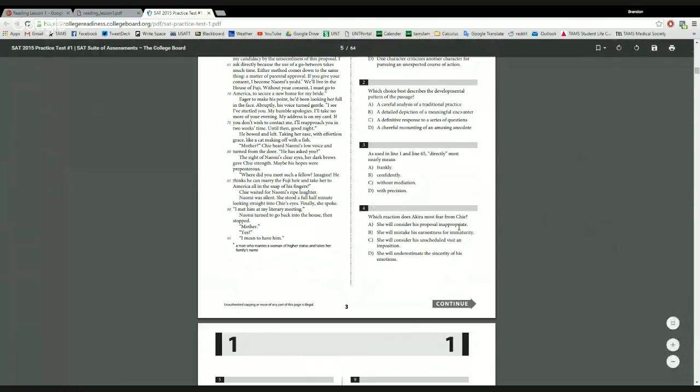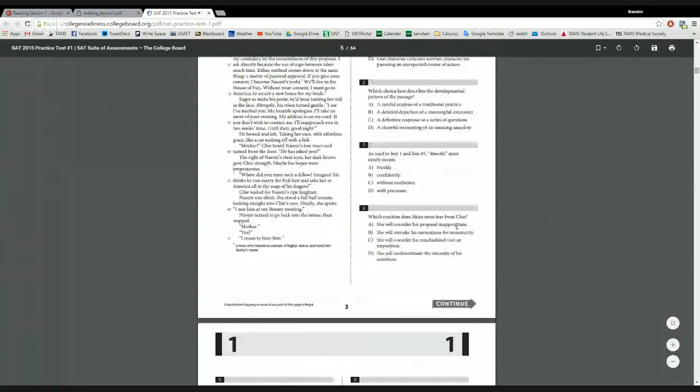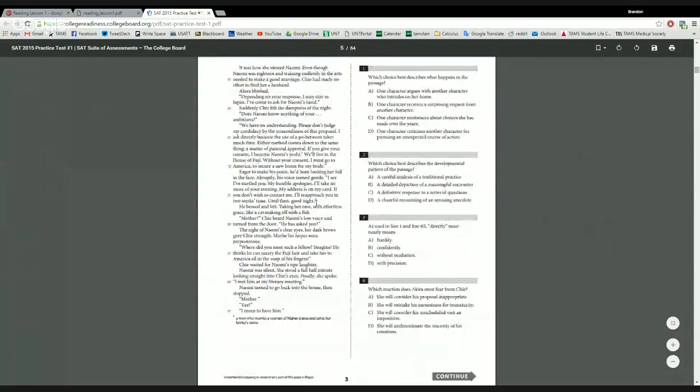This is actually implied when you go to line 65. As we read earlier, "I asked directly because the use of a go-between takes much time." And if you read a little bit above that, which you should have read when going through the passage, "If you have an understanding, please don't judge my candidacy by the unseemliness of this proposal. I asked directly because of a go-between."